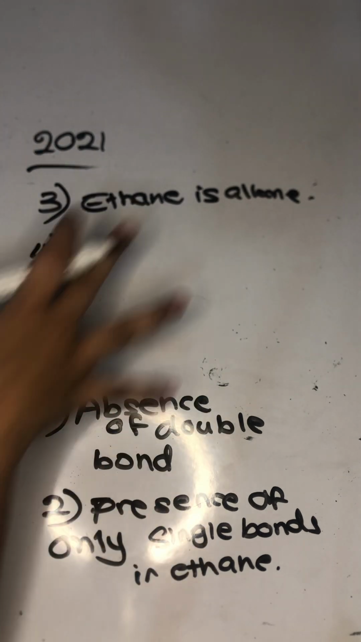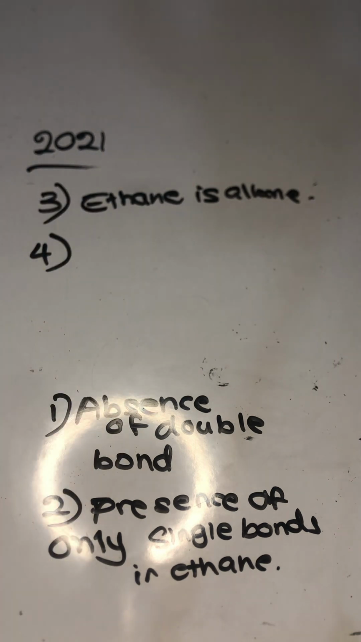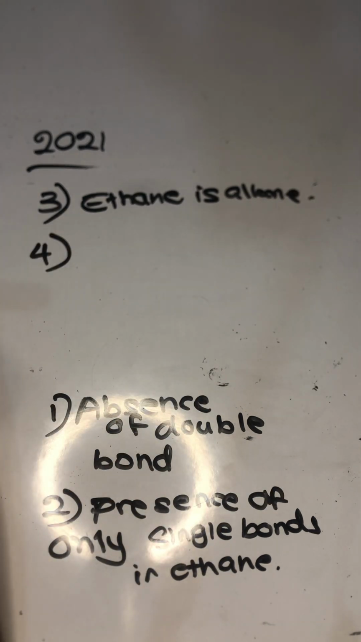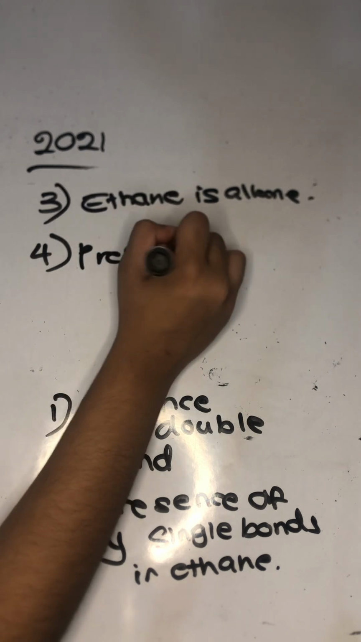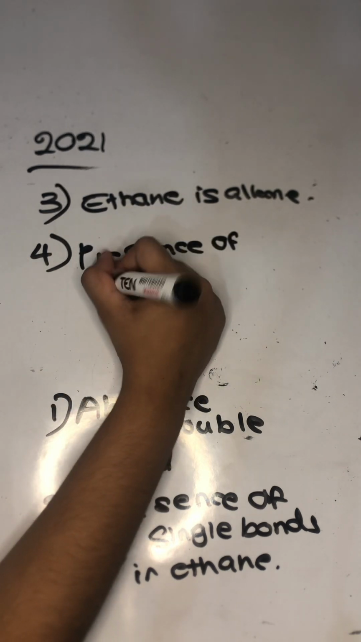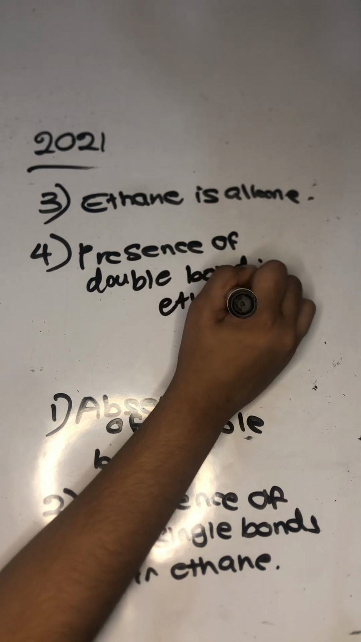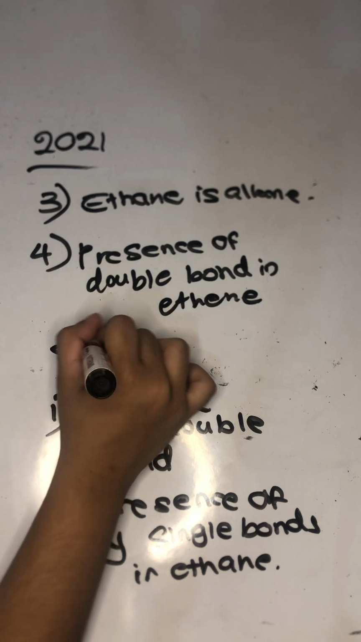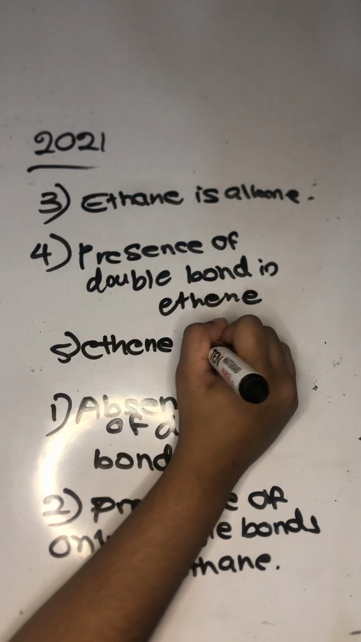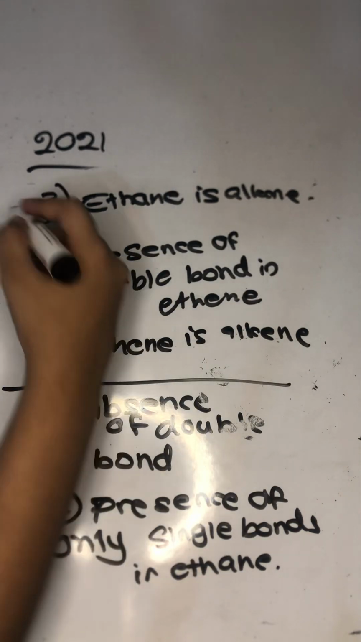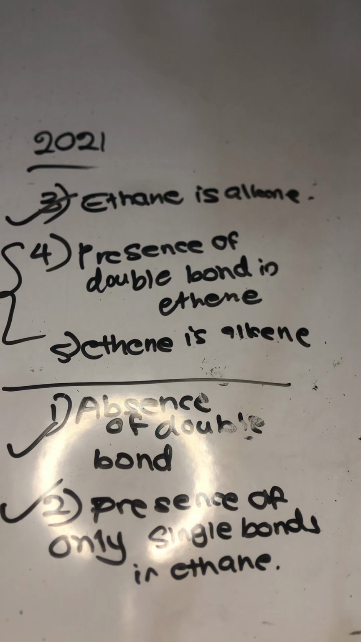So here you're talking from the perspective of an alkane, right? But next you're going to talk from the perspective of ethene. So you can talk in 2 ways, okay? Either say what ethane has or what ethene has, right? So you can say presence of double bond in ethene. And the 5th one is ethene is an alkene. You can go with any of these answers. These 3 are from the perspective of ethane, these 2 are from the perspective of ethene. So you can go with any one answer, right?